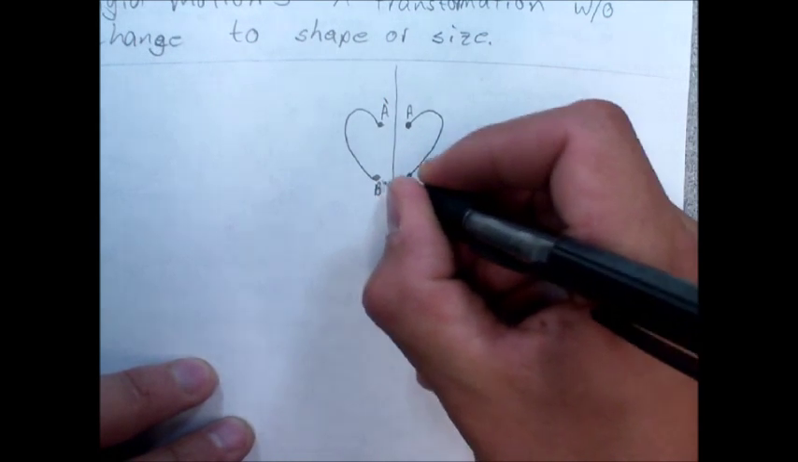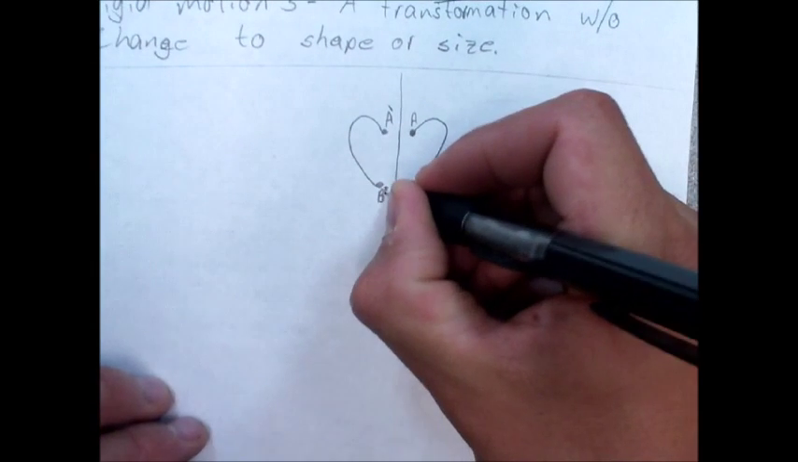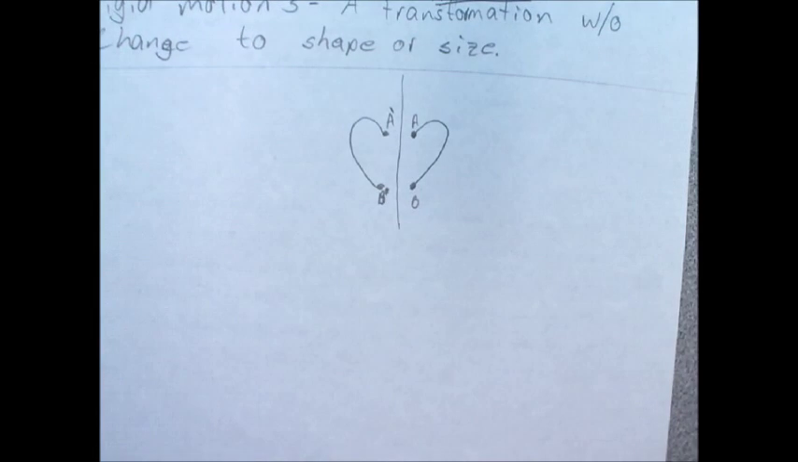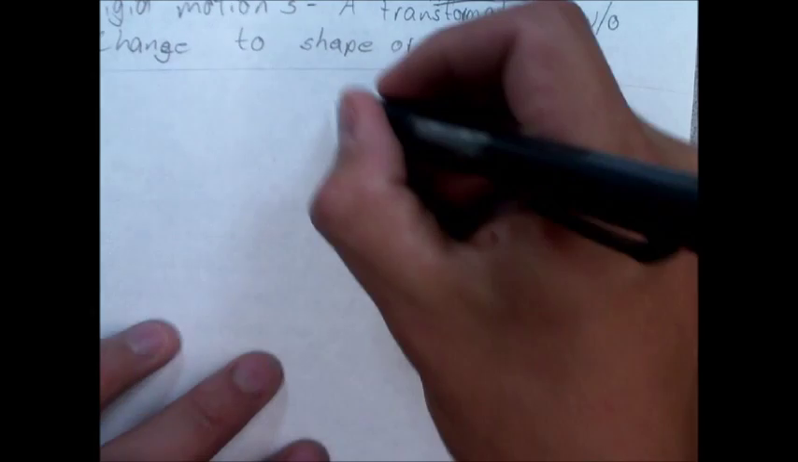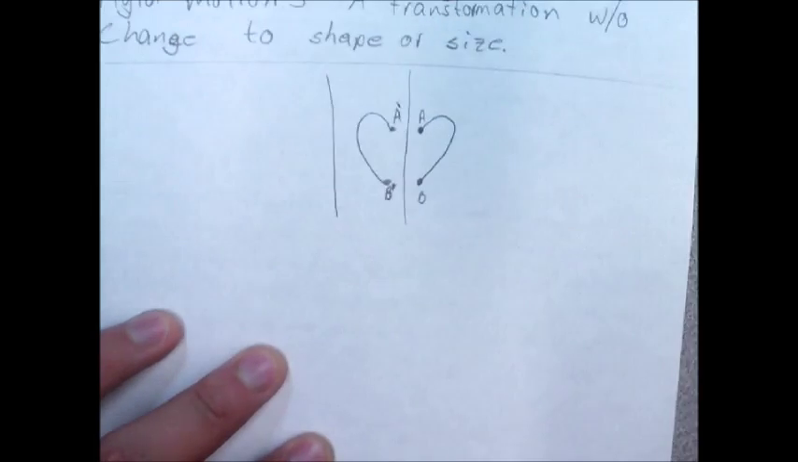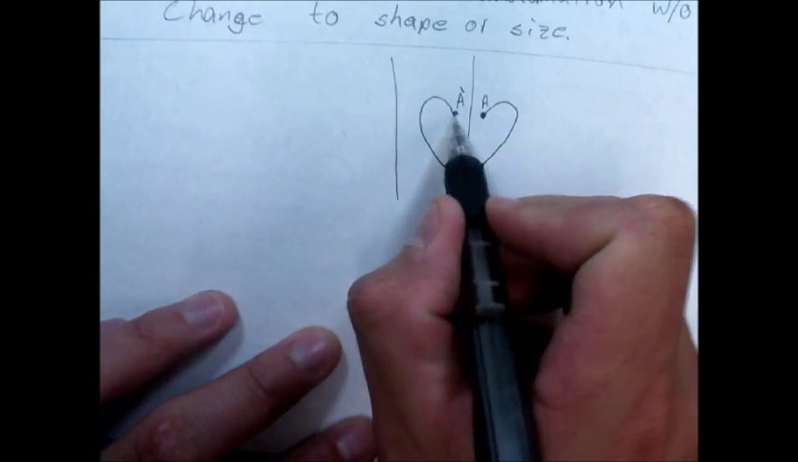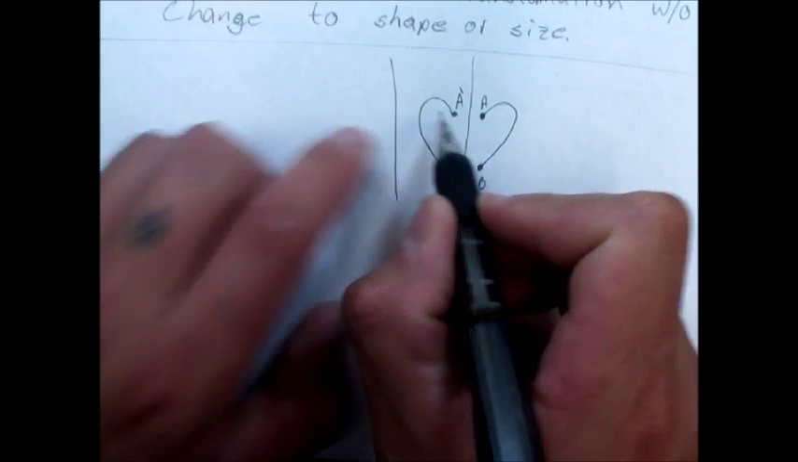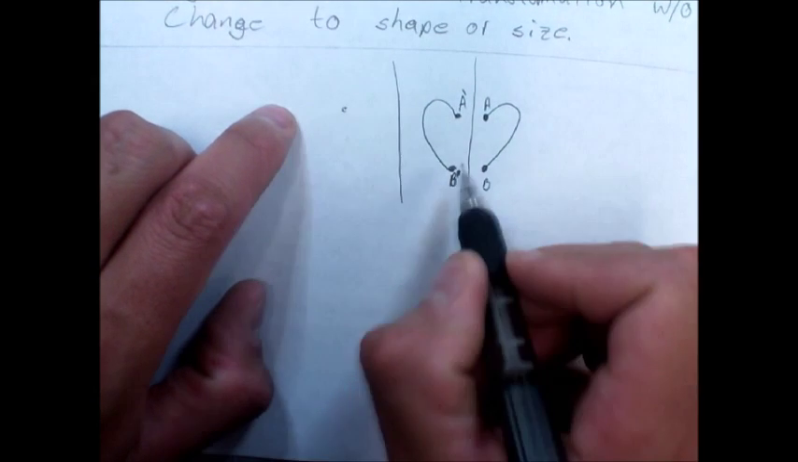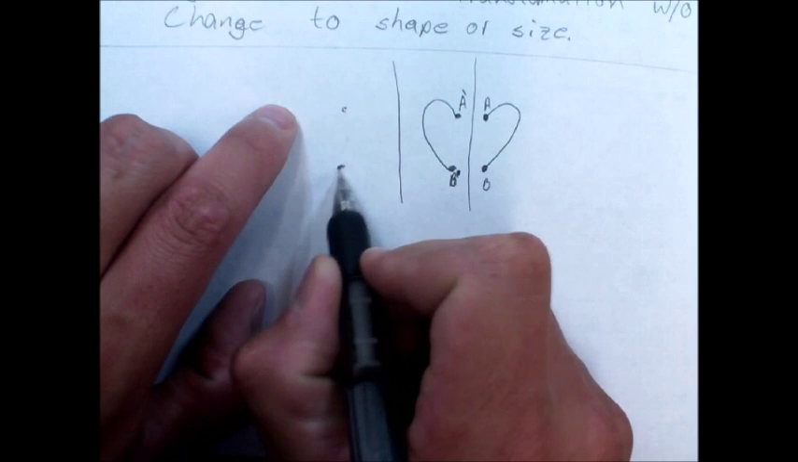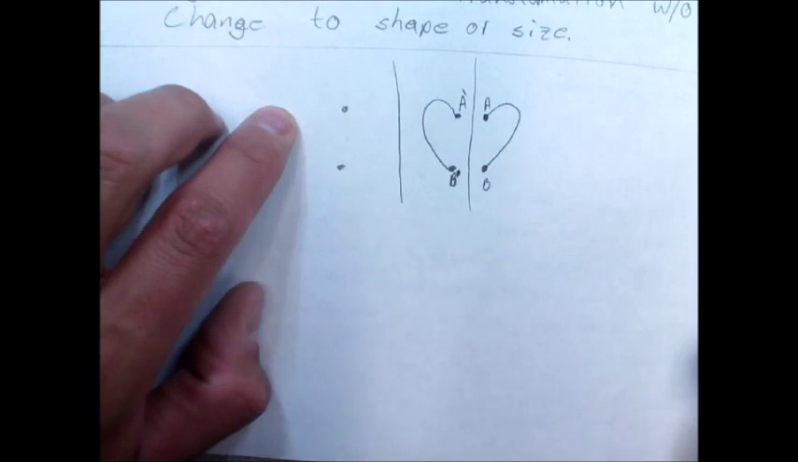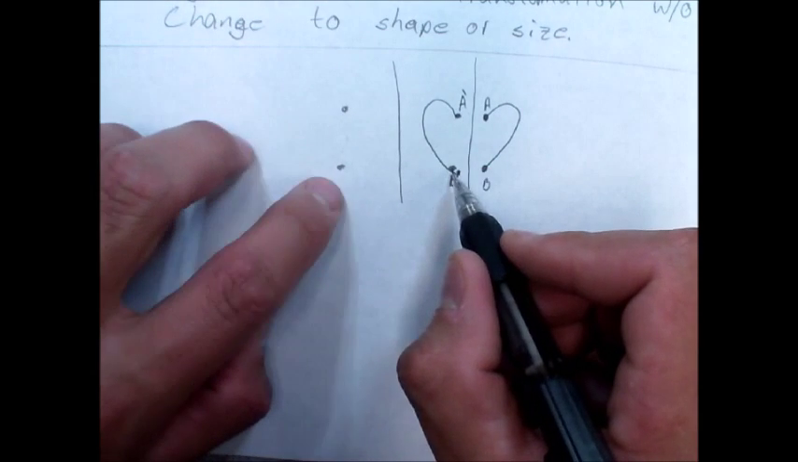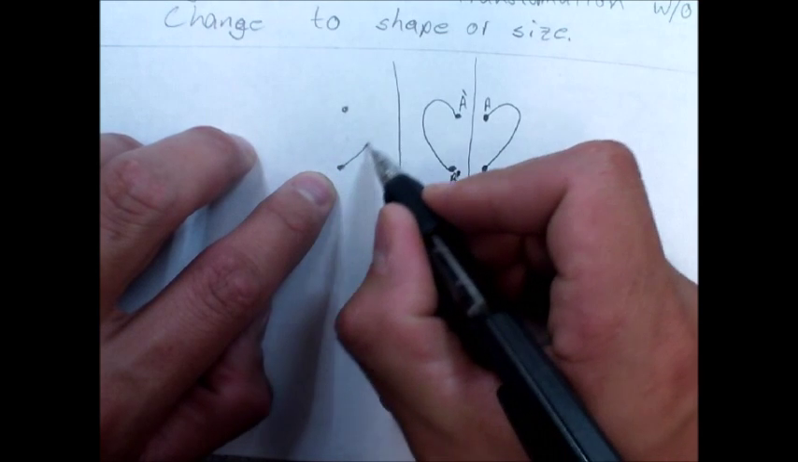And B prime. Okay? Now if I reflected this again, if I had another reflection, then I would have to look again, have the same distance. Okay, and then this image will be completely backwards of the first one.